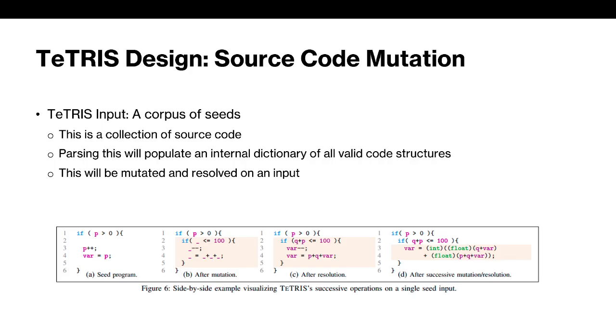So the first step in TeTRIS is source code mutation. And keep in mind, we want this to remain language agnostic, so we don't define a bunch of grammars or stuff like that. The input for TeTRIS is a corpus of seeds, and these seeds are a collection of source code in the original source language for the transpiler. This will first be parsed to populate an internal dictionary of valid code structures, and these code structures will be mutated and resolved to create an input.